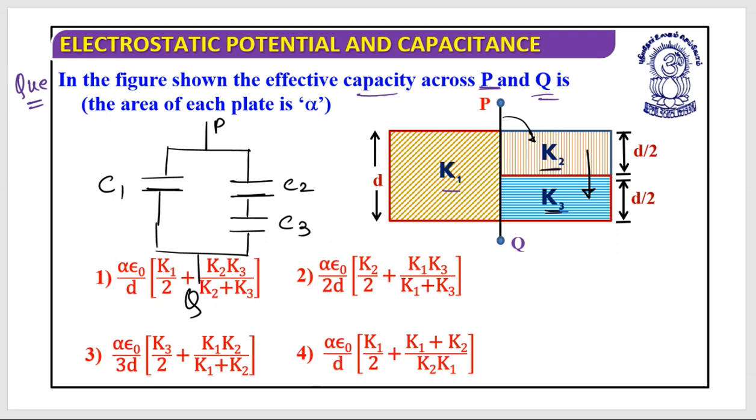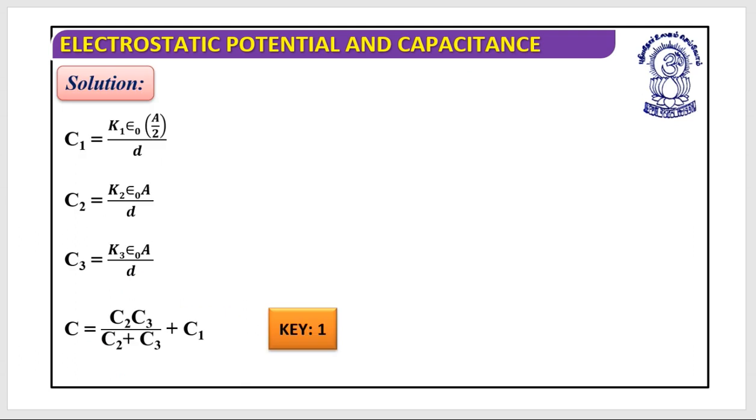Now you need to simply write C1, C2 and C3. The equivalent of these two would be C2 plus C3, and that has been connected with C1 in parallel. So let's have a look. My C1 is K1 epsilon naught A by 2D. My C2 is K2 epsilon naught A by D. C3 is K3 epsilon naught A by D.